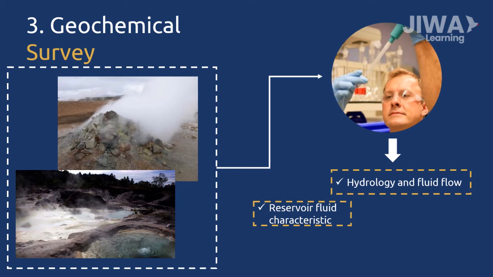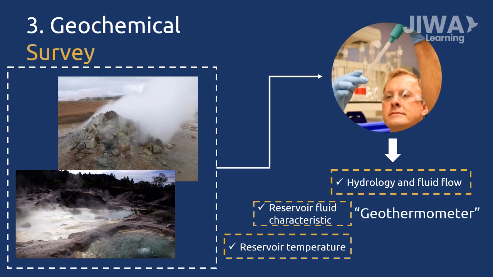The samples are also used to estimate the reservoir temperature with a technique known as the geothermometer. From this approach, geochemists can give an estimation of how hot and benign the reservoir is.